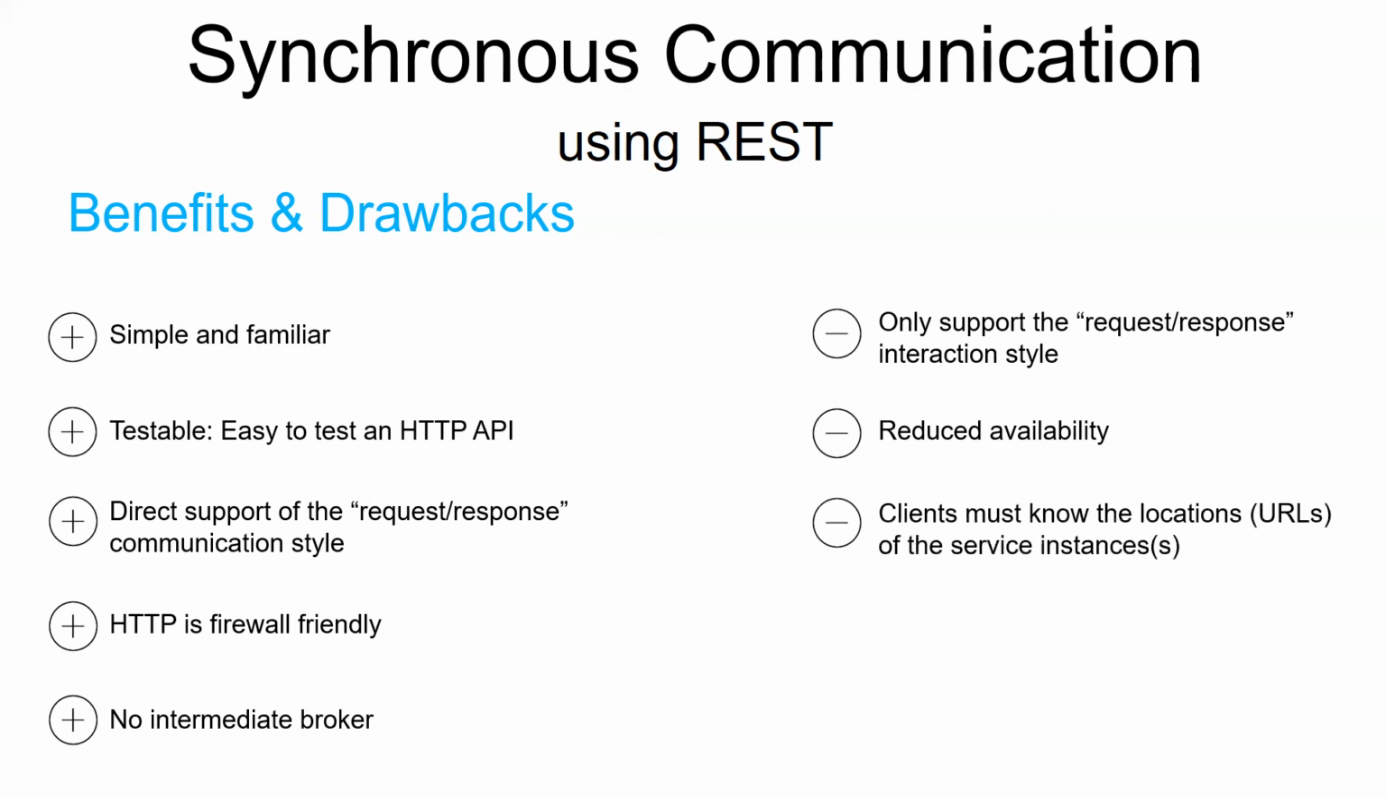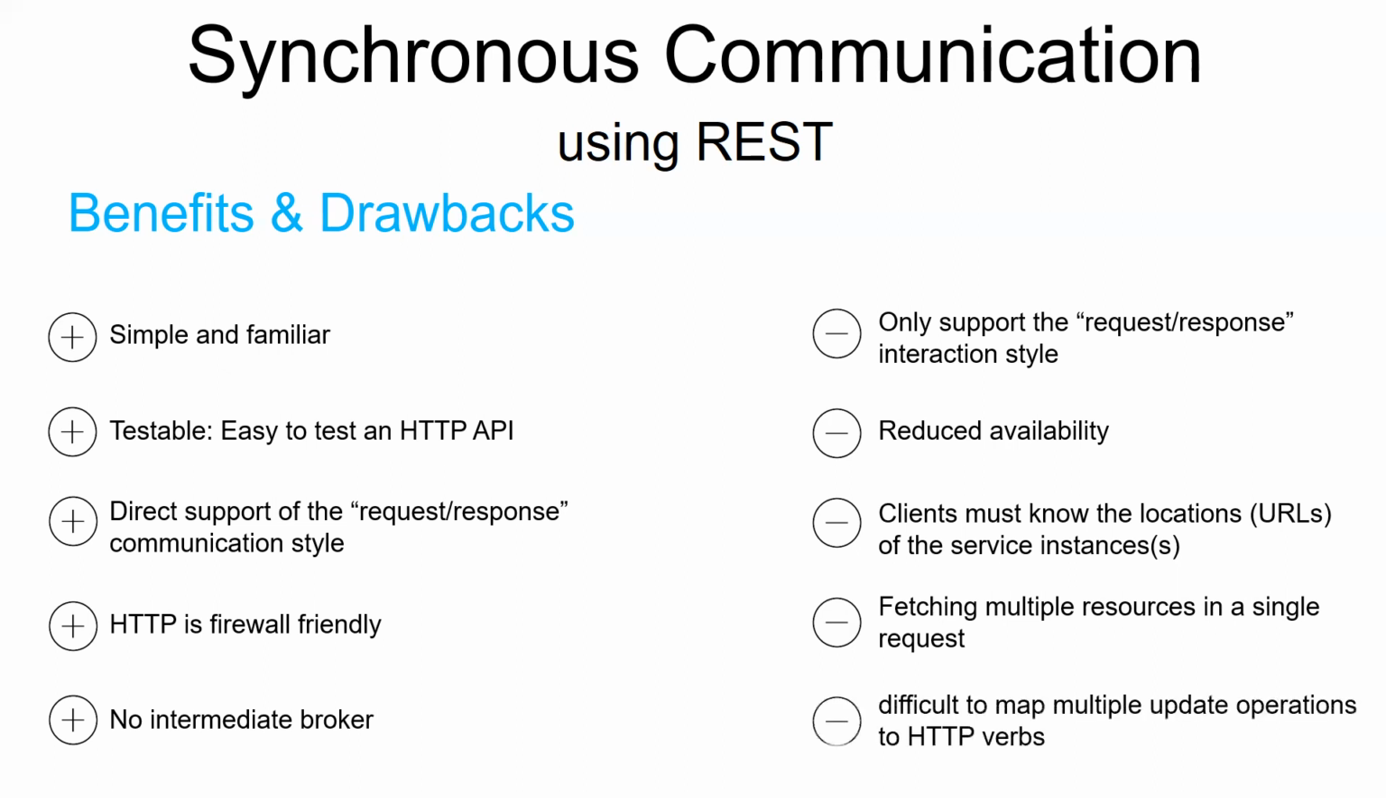Clients must know the locations, the URLs, of the service instances. This is a non-trivial problem in a modern application. Clients must use what is known as the service discovery mechanism to locate service instances. As seen a few seconds ago, fetching multiple resources in a single request is challenging, and it's sometimes difficult to map multiple update operations to HTTP verbs.